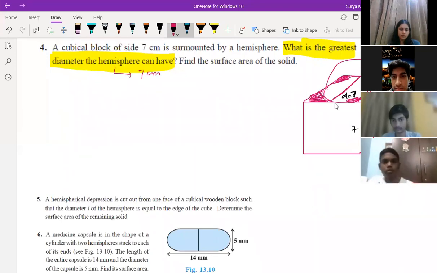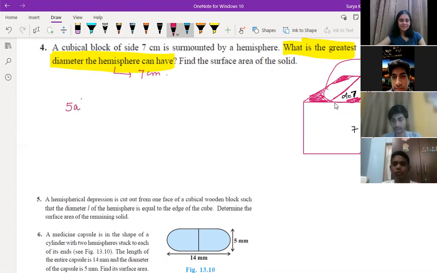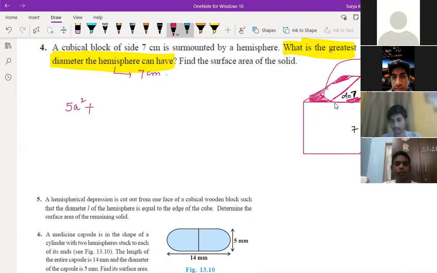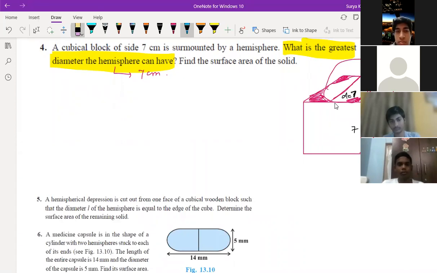Sir, we can do it like 5a square, plus 2 pi r square. Is it like this? This is not the complete answer. We also have to add the edge of the leftover part also, so that would be a square minus pi r square.